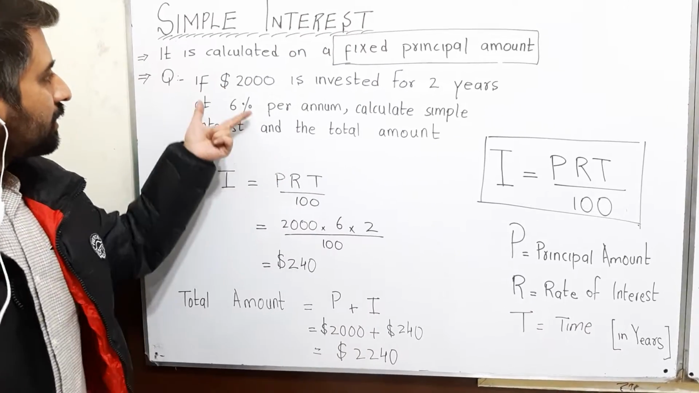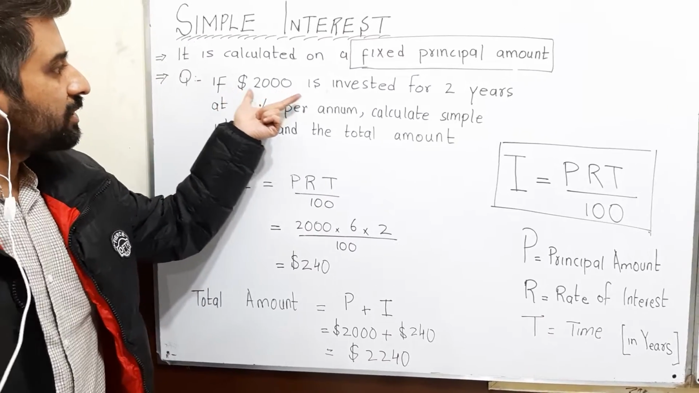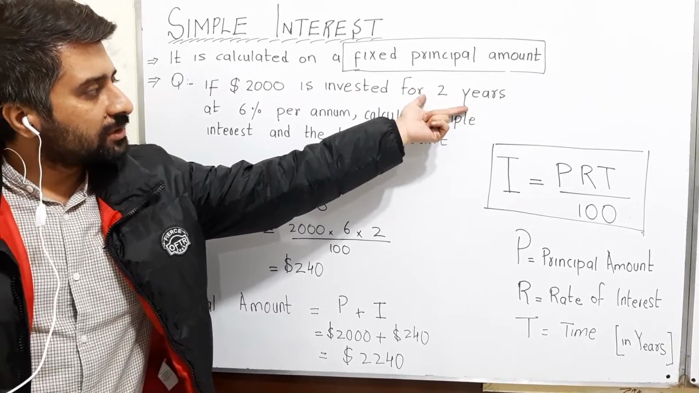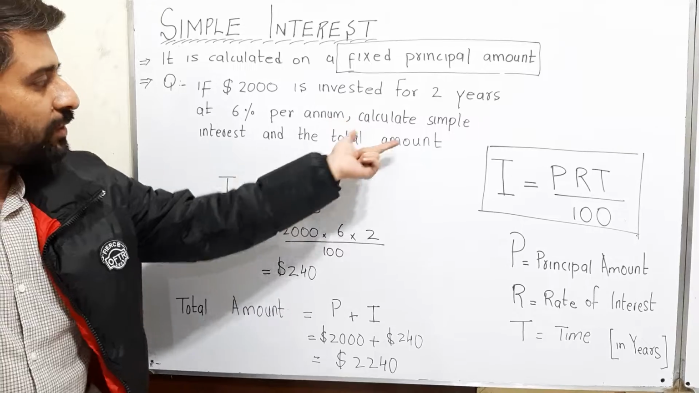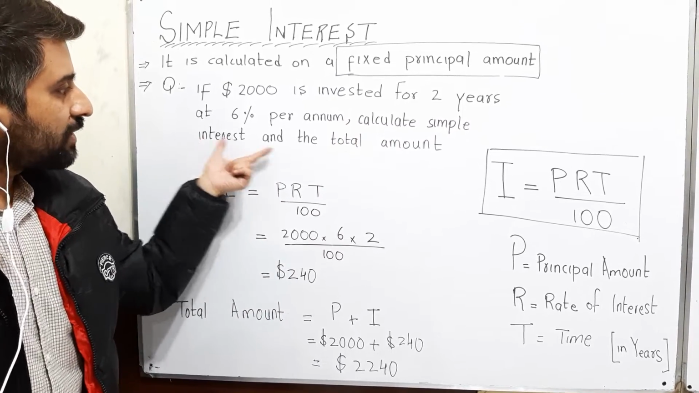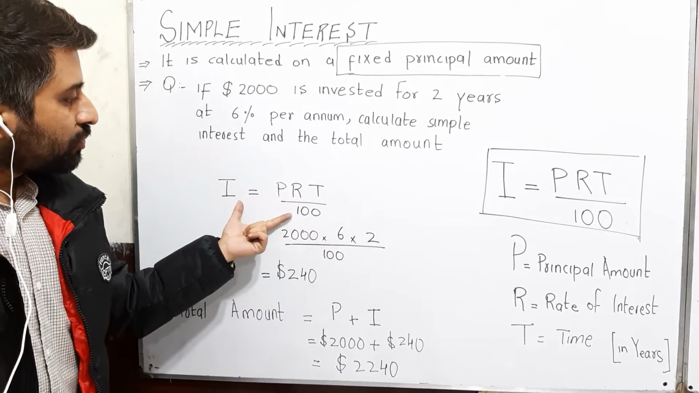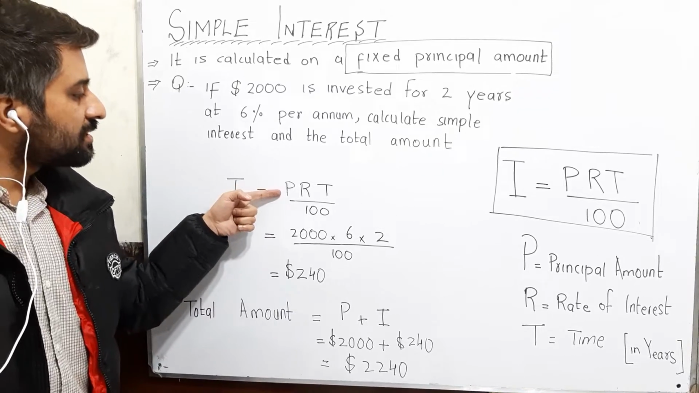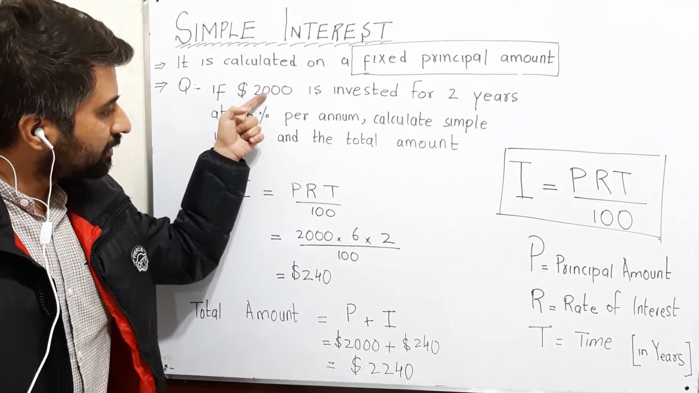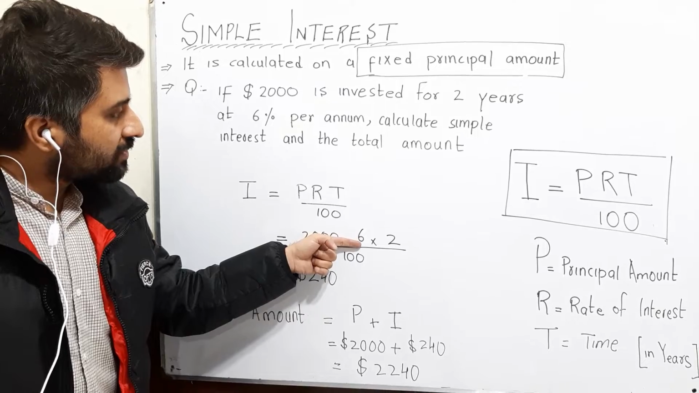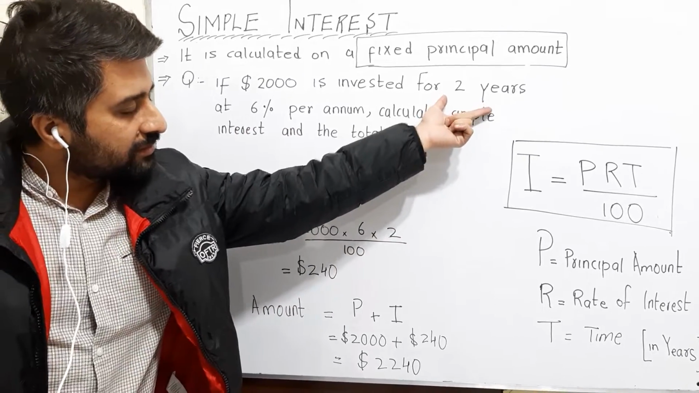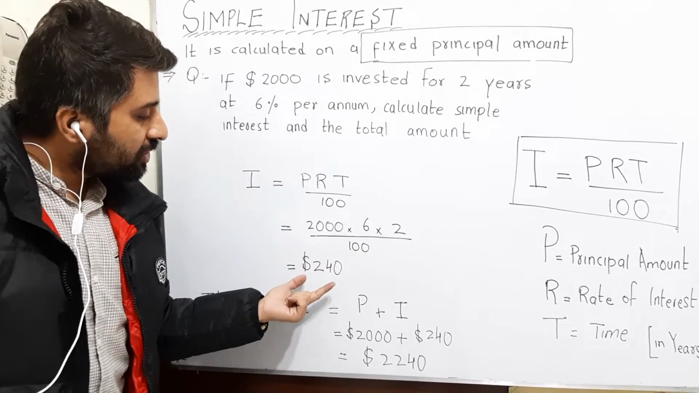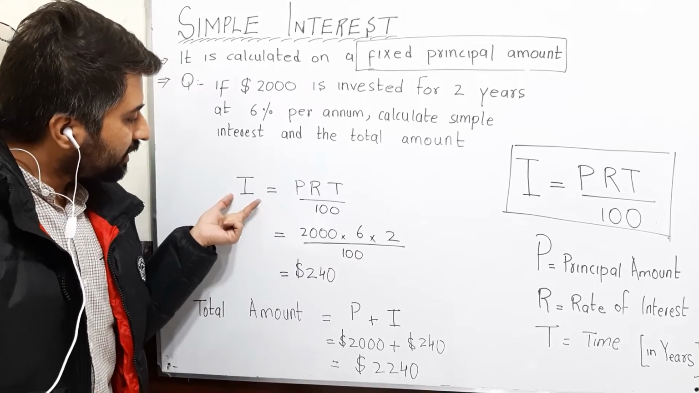Now we have a question. If $2,000 is invested for 2 years at 6% per annum, calculate simple interest as well as total amount. Using the formula, P, which is the principal amount, is 2000 here, R is the rate of interest, which is 6 here, and T is time, which is 2 years, all divided by 100. On simplification, you will get $240 as interest.